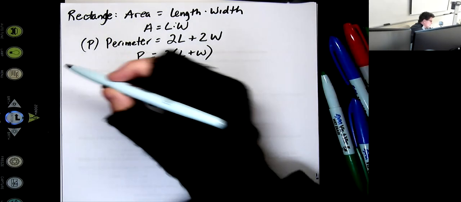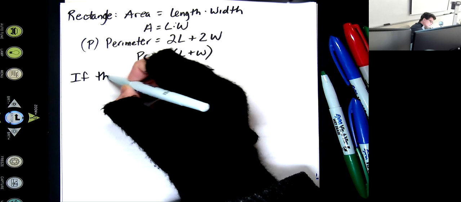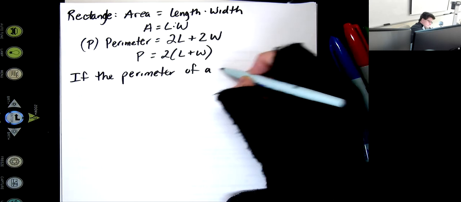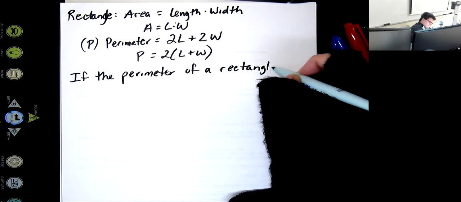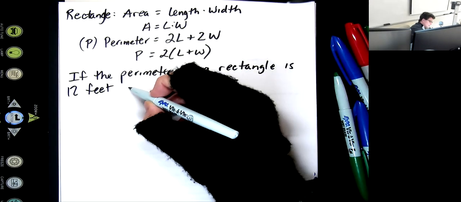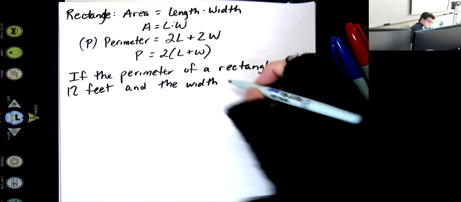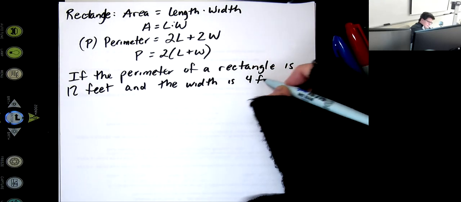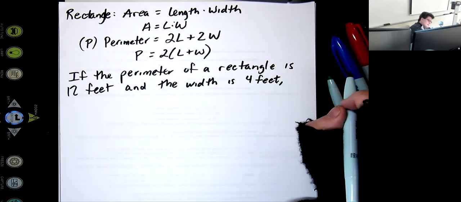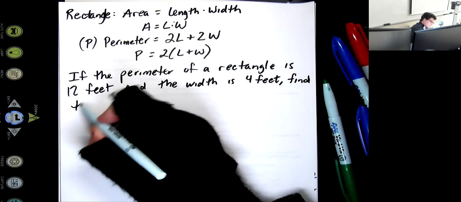So let's do a problem with this. If the perimeter of a rectangle is 12 feet, and the width is 4 feet, find the area of the rectangle.